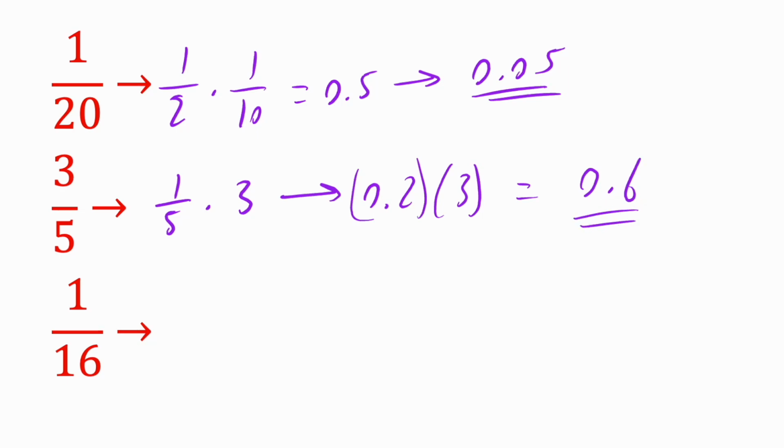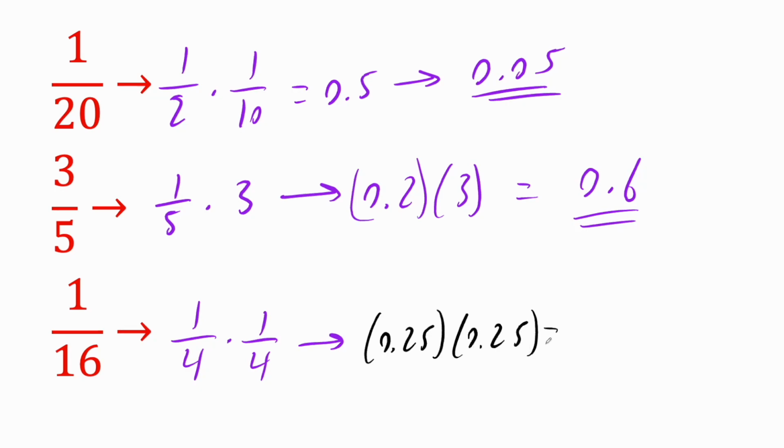And our last one, 1 over 16. Well, we know what 1/4 is. We did that in the last page. So we have 1/4 times 1/4. And so we have 0.25 times 0.25. Now, 25 times 25 is 625. But we need to move the decimal 4 places because 2, 4. So our final answer is going to be 0.0625. And that's all we need to do for these types of problems.